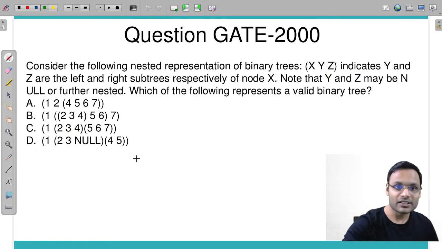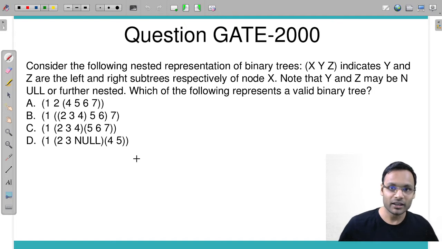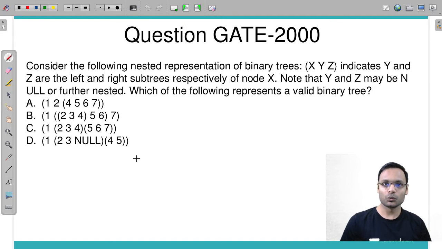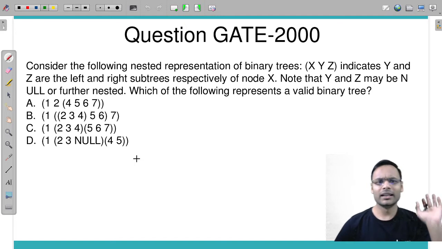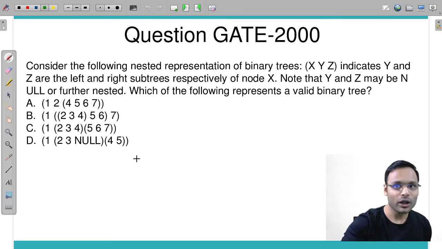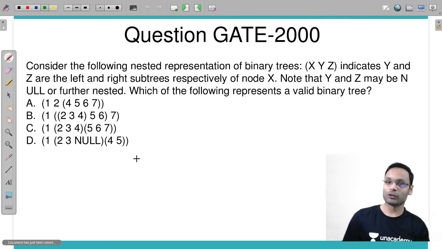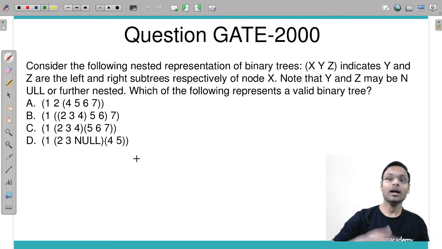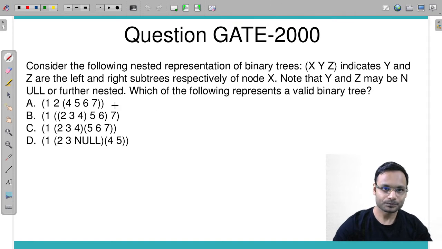Okay, so there is a question given. This particular question is very different from the regular linked representation. I will solve this question for you. If you can solve it, well and good. Otherwise, I will explain and I will solve.